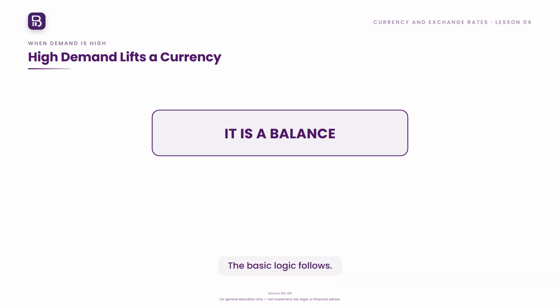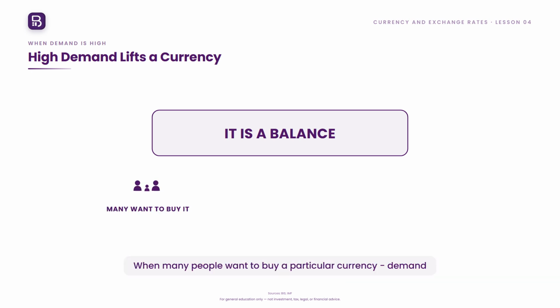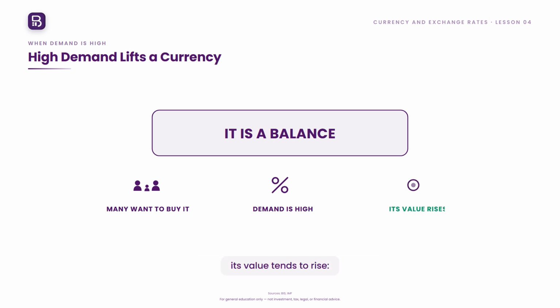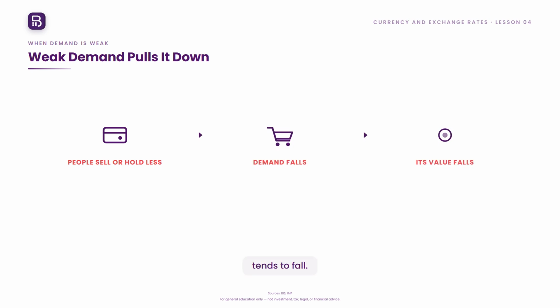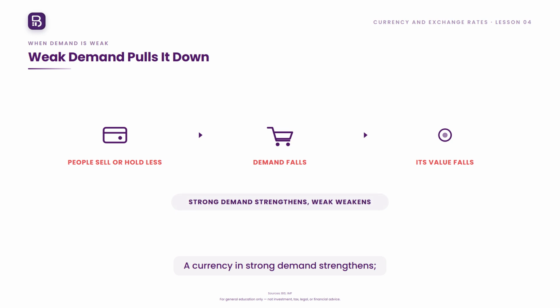The basic logic follows. When many people want to buy a particular currency, demand is high. Relative to how much is available, its value tends to rise. It takes more of other currencies to obtain it. When people want to sell or hold less of a currency, demand is low or supply is high. Its value tends to fall. A currency in strong demand strengthens. One in weak demand weakens.